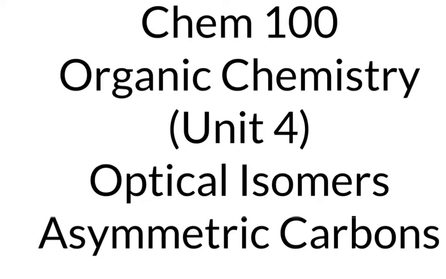Now that we've learned what the different types of isomers are, we've decided that the compounds we're looking at could be optical isomers. We know what the definition of an asymmetric carbon is. Now we're going to do some practice where we're going to find asymmetric carbons.